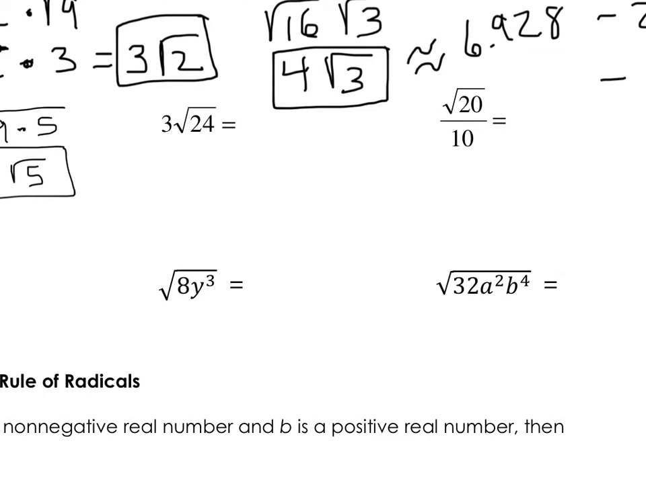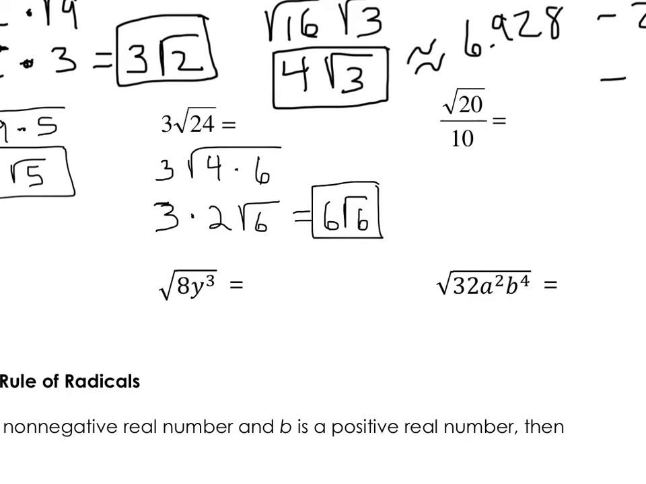3 radical 24. We're trying to factor 24. What perfect square is a factor of 24? 4. 4 times 6. Square root of 4 is 2. You can't take the square root of 6, so it stays under the radical. 3 times 2 is 6, radical 6. That's our answer.